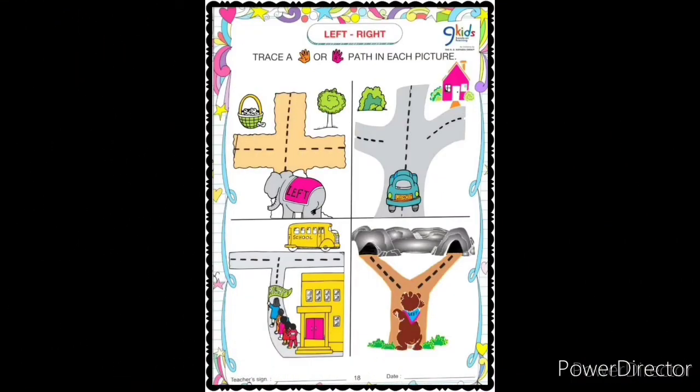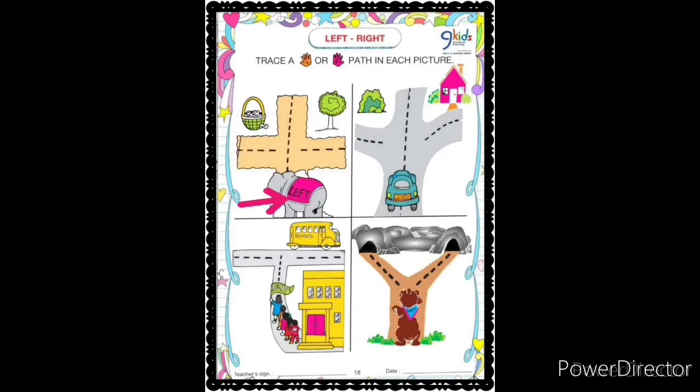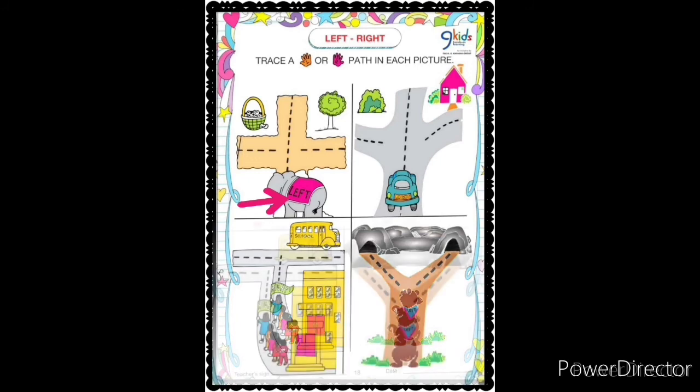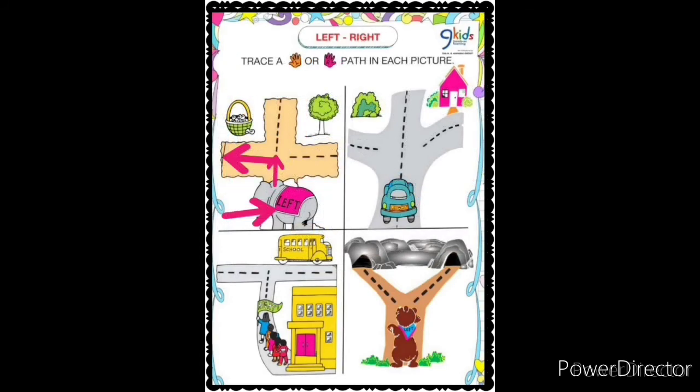Now it's time for the worksheet. This is your practice worksheet. In this worksheet, you have to trace a left path or right path in each picture. For example, in the first picture left is written on the picture of an elephant. So the elephant has to eat food and it has to go on the left side. So you have to trace the left side path with a crayon.